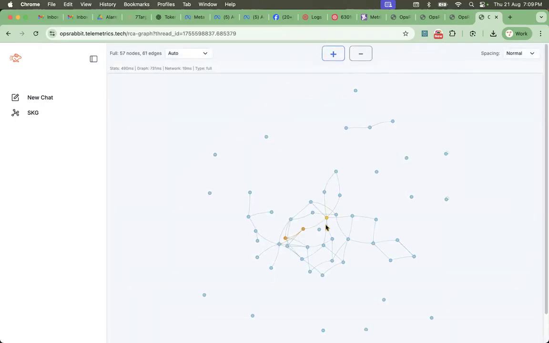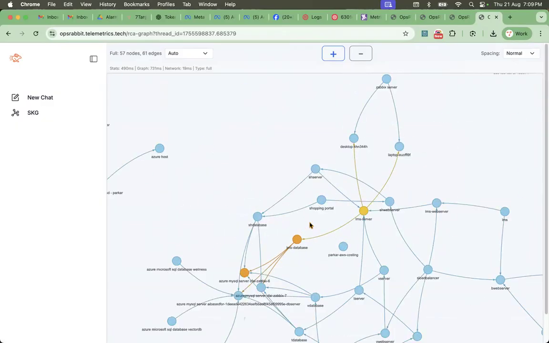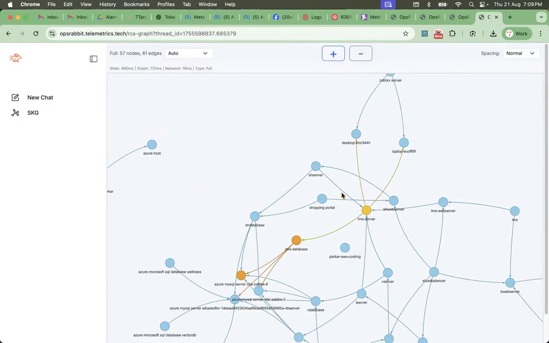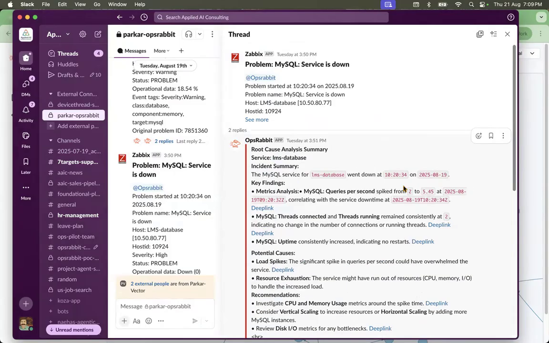Okay, in this graph, you click on it, it will show the entire thing, and within all these services, it is showing how exactly the downtime is happening because of these nodes. Okay, so I think it's very good, and all this happens within 2 minutes. That's absolutely amazing.